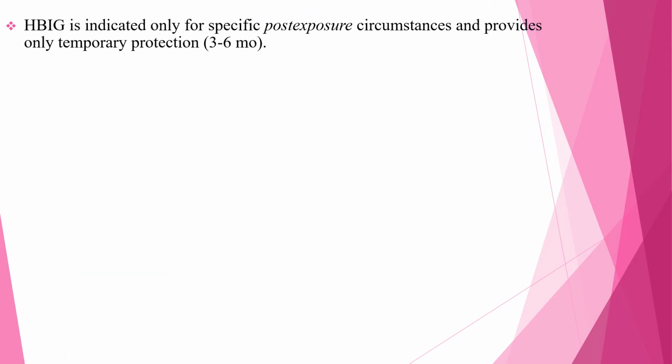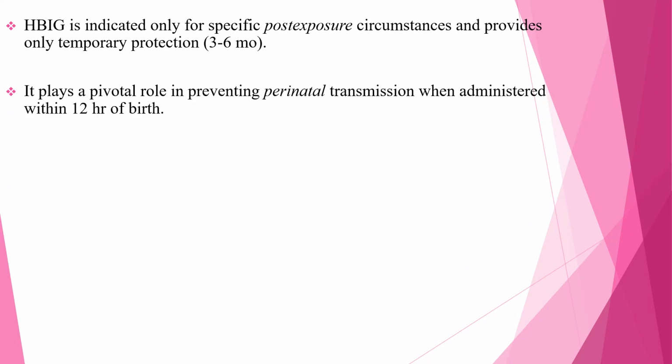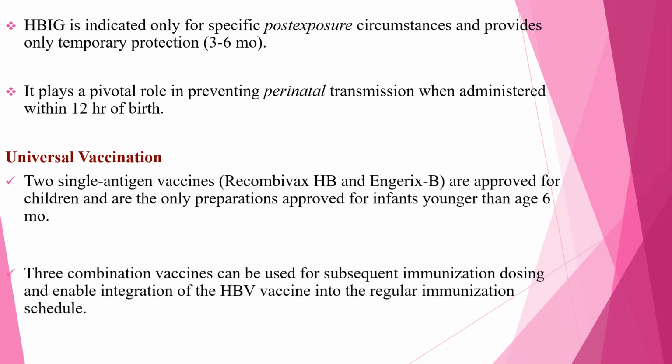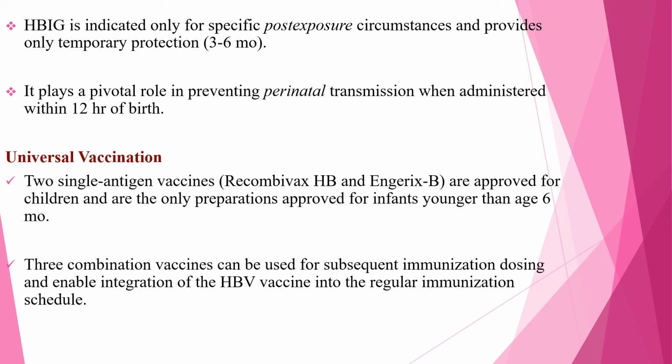Hepatitis B immunoglobulin is indicated only for specific post-exposure circumstances and provides only temporary protection for 3 to 6 months. It plays a pivotal role in preventing perinatal transmission when administered within 12 hours of birth. Regarding universal vaccination, 2 single antigen vaccines are approved for children and are the only preparations approved for infants younger than age 6 months. And 3 combination vaccines can be used for subsequent immunization dosing and enable integration of the hepatitis B virus vaccine into the regular immunization schedule.